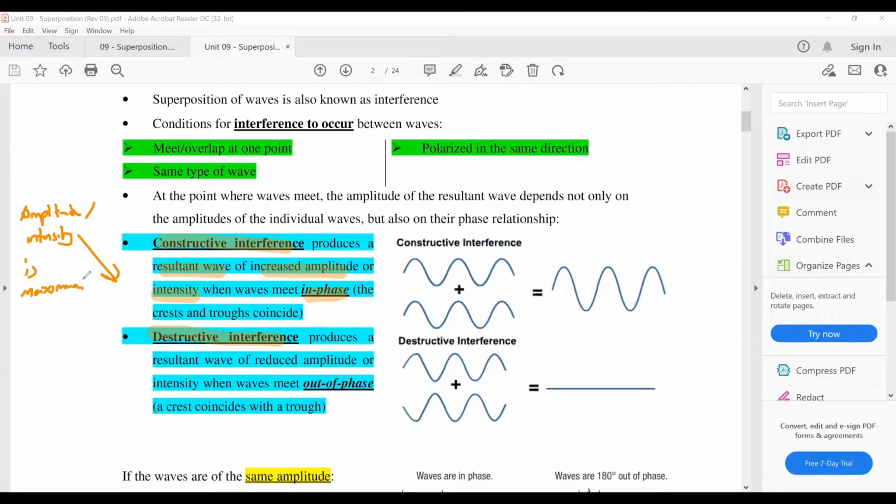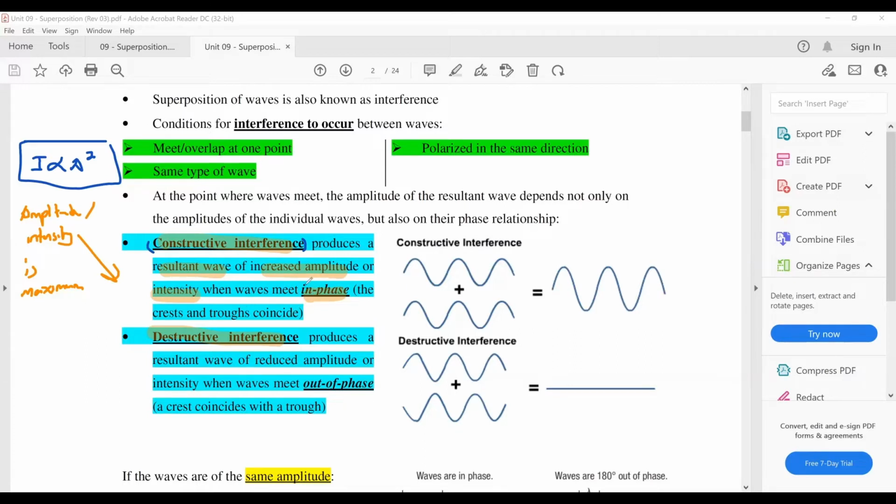You get the maximum possible amplitude, you get the maximum possible intensity. Now, intensity and amplitude are both related to each other because you know that intensity is proportional to amplitude squared. So when we say amplitude, when we say intensity, they're actually one and the same thing because they're closely related. So constructive interference will tend to give you a wave with increased amplitude, increased intensity as a result of the waves meeting in phase.